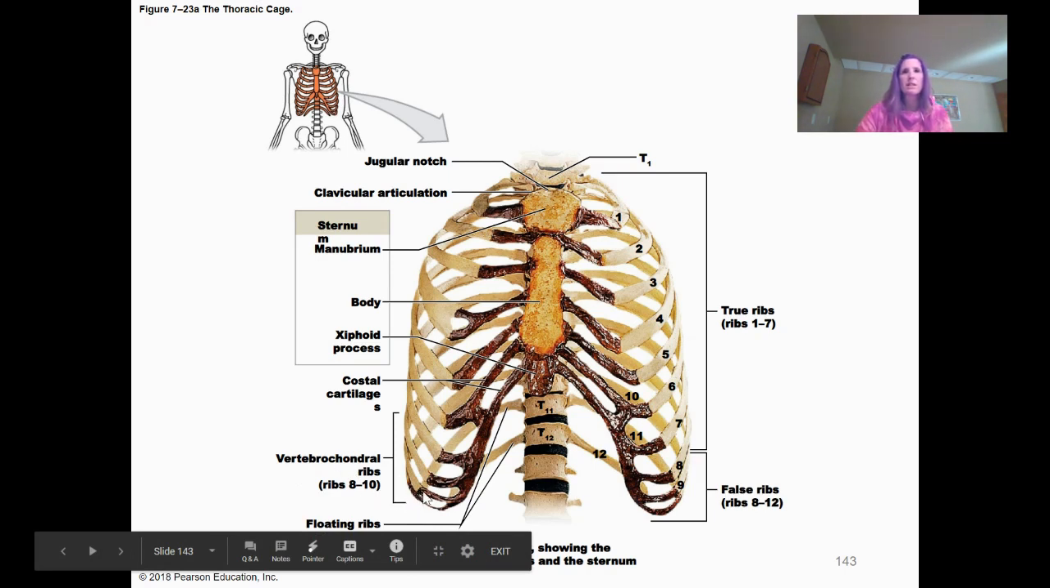And you can see that it is attached. So looking over here, here's number 7. 8 attaches here with the cartilage, and then the cartilage goes to the rib. 9 does as well, and so does 10. And you can see it on the opposite side as well.